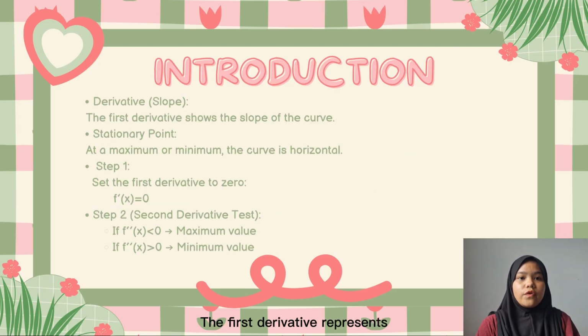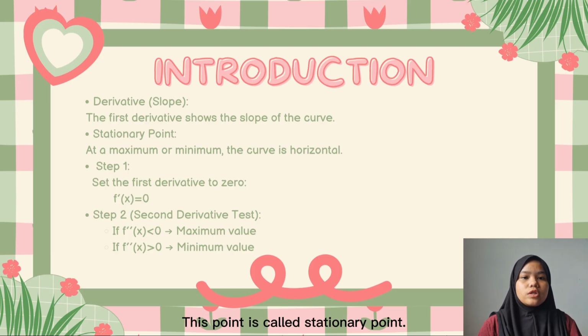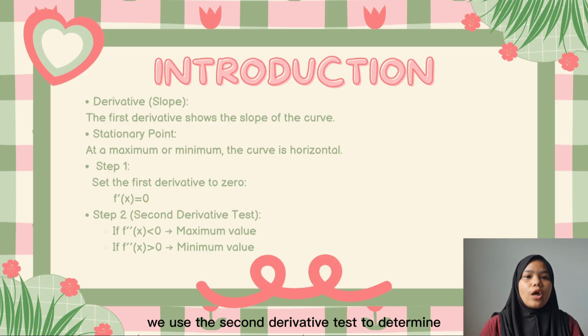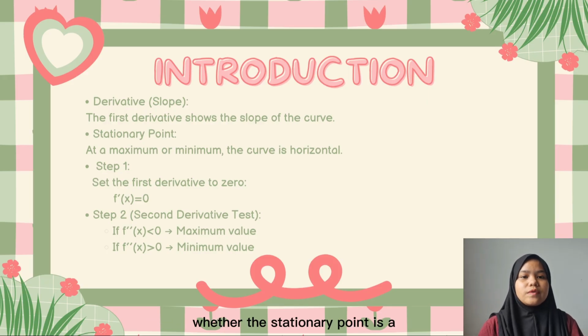The first derivative represents the slope of the curve. At the maximum or minimum point, the curve becomes horizontal, meaning the slope is zero. This point is called the stationary point. To find the stationary point, we need to set the first derivative equal to 0, which means f'(x) is equal to 0. After that, we use the second derivative test to determine whether the stationary point is a maximum or a minimum value.